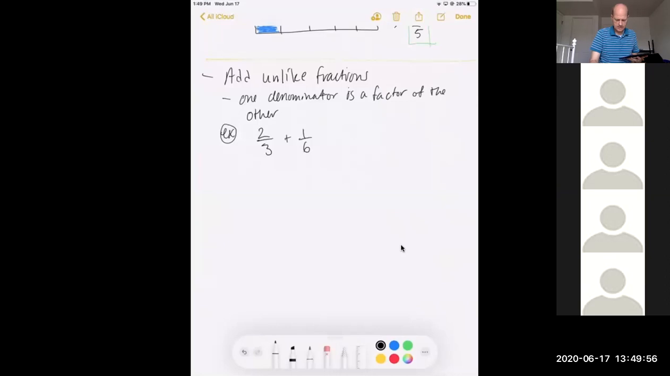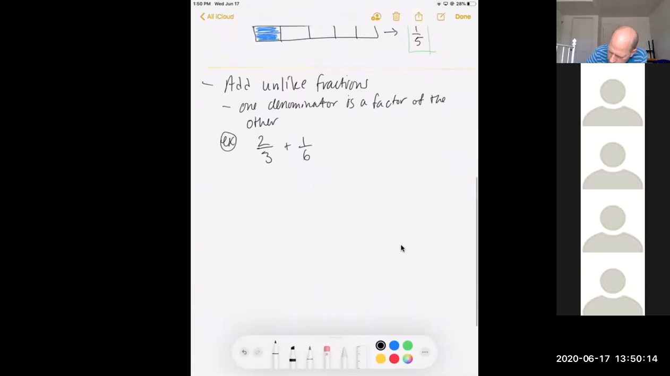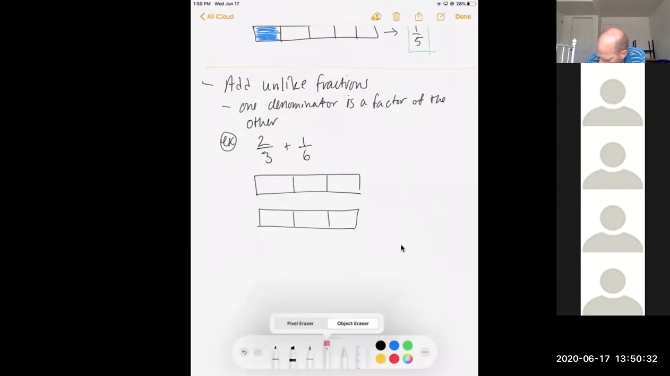So that's the piece with the concrete objects. And so with pictures, we can add these together, first by drawing out 2/3 and 1/6. There's my 2/3, there's my thirds, here's my 6. So if we want to do 6, you can divide your whole into thirds.